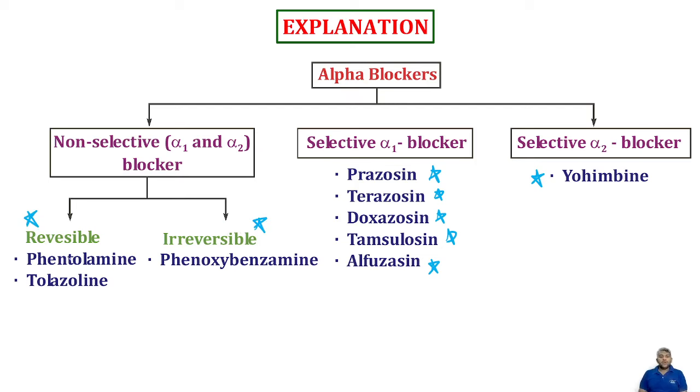Among non-selective blockers, we have reversible and irreversible. Reversible we have phentolamine and tolazoline, and irreversible we have phenoxybenzamine. So this is the typical classification of your alpha blockers.